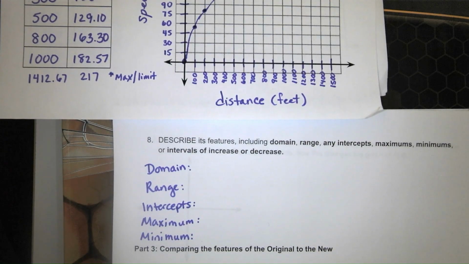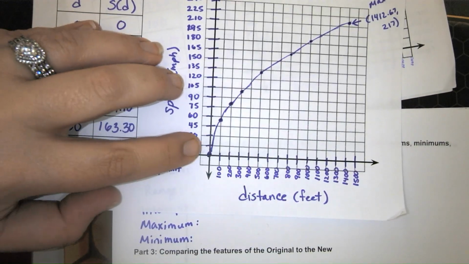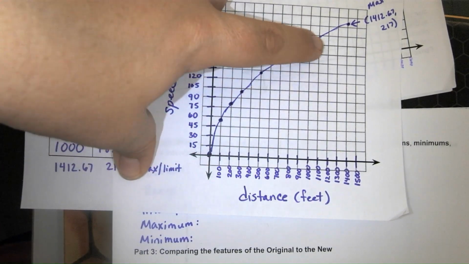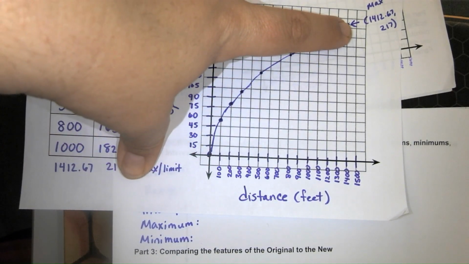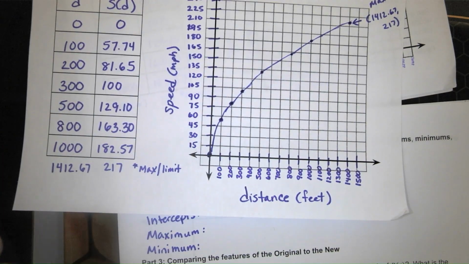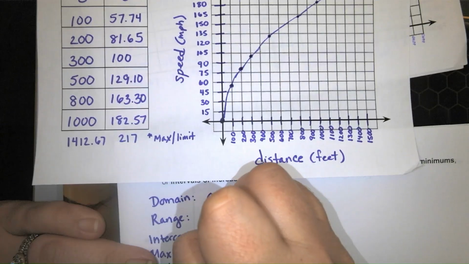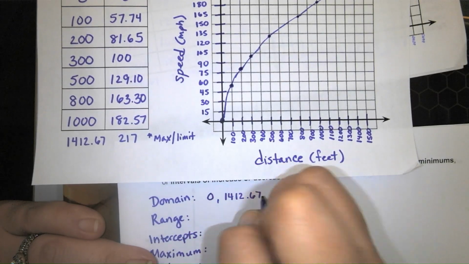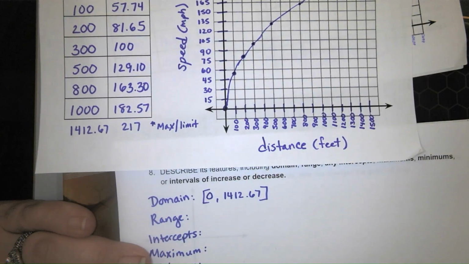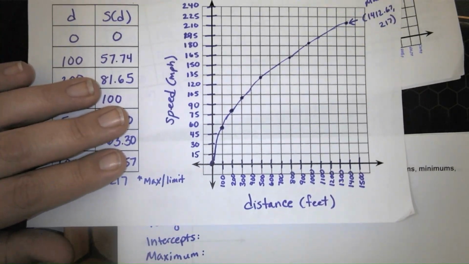Okay, so if we're going to look at the domain of our graph, we're going to look at where it starts, coming in from the left side. It starts at 0, and it continues all the way up until this point, which for my x is 1,412.67. So my domain goes from 0 to 1,412.67. We're including that number as our maximum distance, and we're including 0 as our minimum distance, so they both get square brackets.